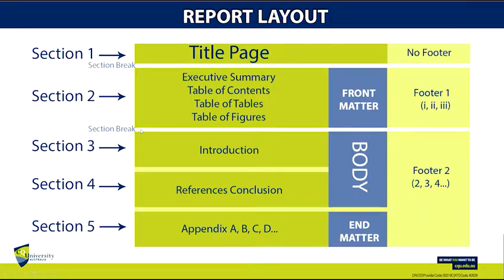After this, there will be another section break, and then in this next section of body, you will have the introduction, the main body, the references and the conclusion. The footer in this section will have your page numbering in Arabic numerals, so 1, 2, 3, 4 as we normally use them. Your appendix, which is called the end matter, will have that same numbering continued on. The body and the executive summary will both have the same headers, and we can look at that in a moment.